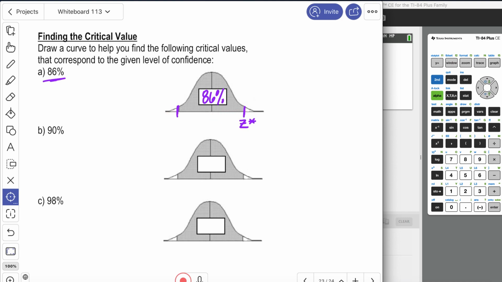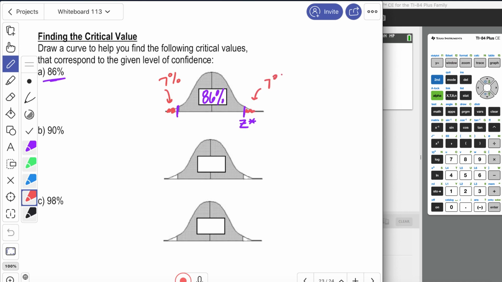So if I want 86%, here's how this works. Inside of here is 86%. But if I want to measure up to this value, I also have this little bit out here. And this little bit out here is the same amount out here. Well, if this is a normal curve, it is symmetric. And what that means is that if there's 86% on the inside, that means that there's 14% on the outside because it has to add up to 100%. So if there's 14% on the outside, that means that there is 7% here and 7% here because we cut the 14 in half.